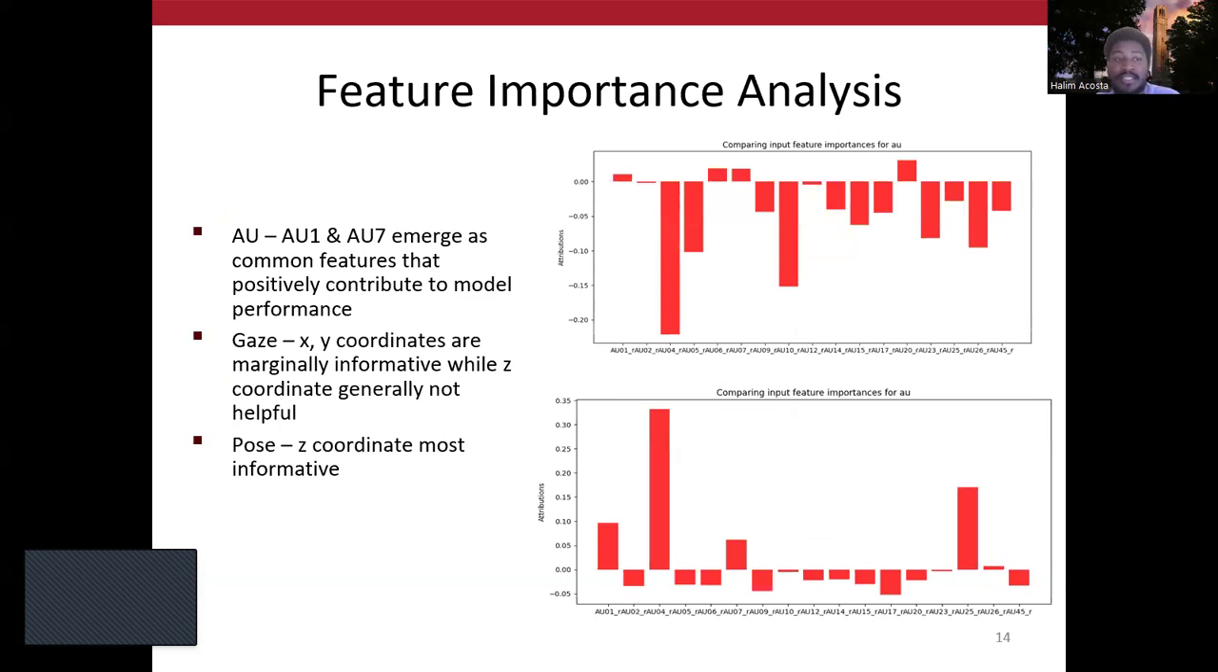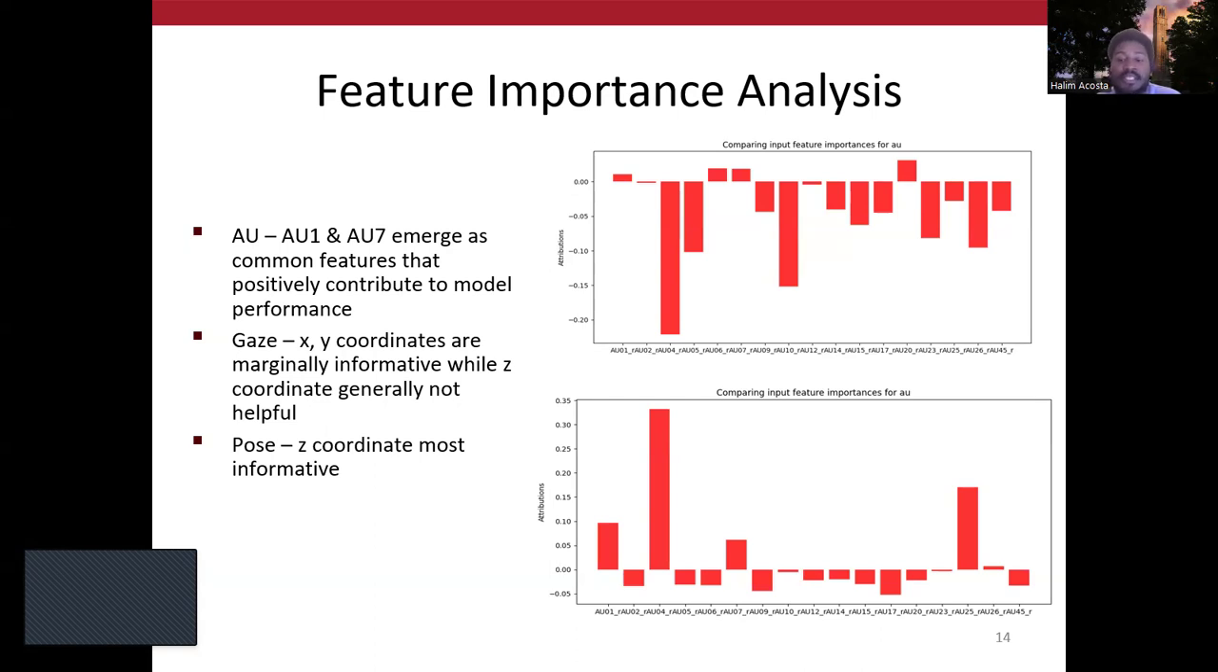To conduct a feature importance analysis, we utilize gradient SHAP to estimate the feature importance for each modality, with the exception of the trace log data. In these figures representing AU information for two cross-validation folds, we see that there is variation in specific features that are most informative for the prediction task, while many of the features are uninformative. Despite these variations, AU1 and AU7 appear to be common features that positively contribute across validation folds. These action units are often associated with confusion, boredom, and surprise, which may be important factors in determining satisfaction.